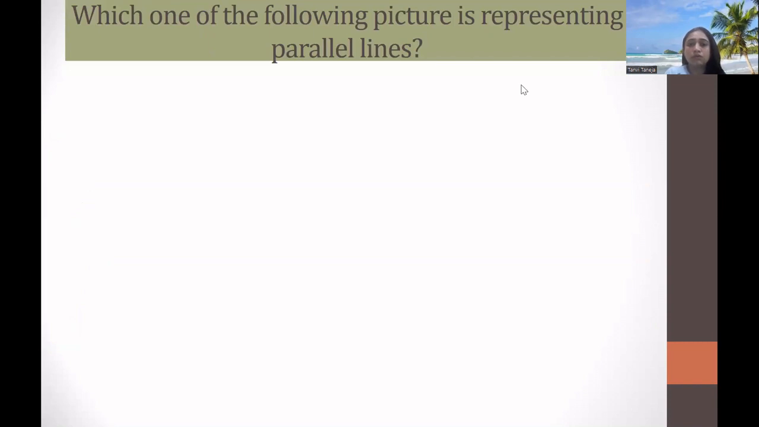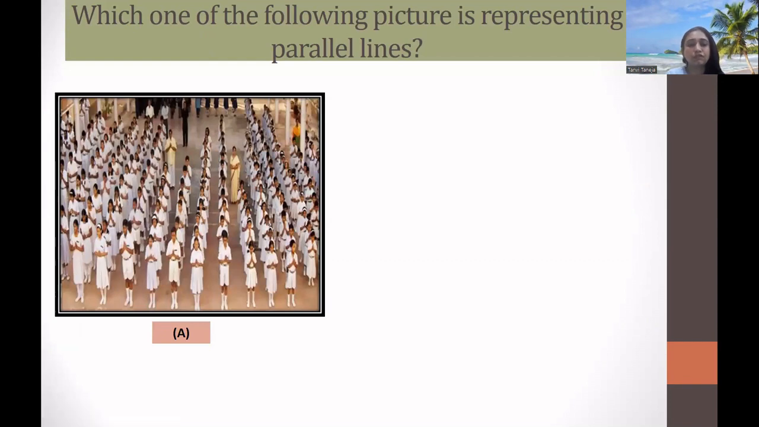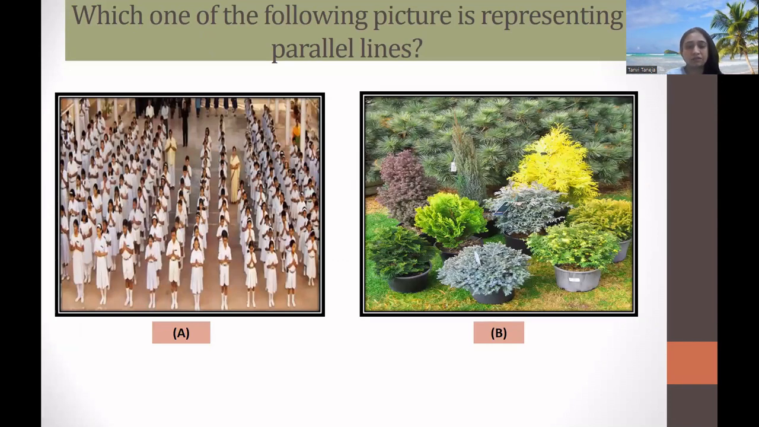Now, I'm going to give you two pictures and you have to identify which of them is representing parallel lines. So this is my first figure and this is my second figure. What, according to you, represents the parallel lines? So see, you guessed it correctly. It's the first figure, that is figure A, in which the lines are parallel to each other. Absolutely correct.